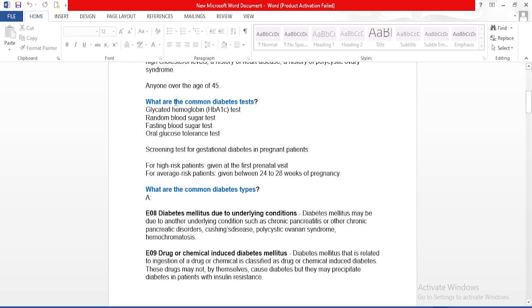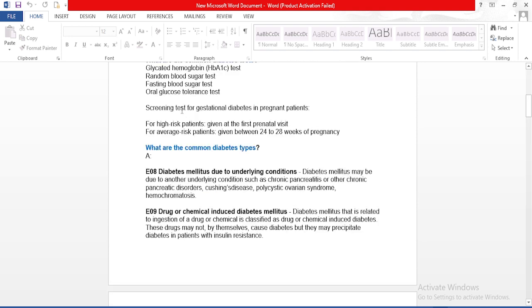So next one, what are the common diabetes tests? How do we find whether we have diabetes or not? Usually we have four tests here. The first one is the glycated hemoglobin test, usually called hemoglobin A1C. Next is the random blood sugar test. Next is the fasting blood sugar test. Next is the oral glucose tolerance test. Using these tests, the laboratory can find whether we have diabetes or not.